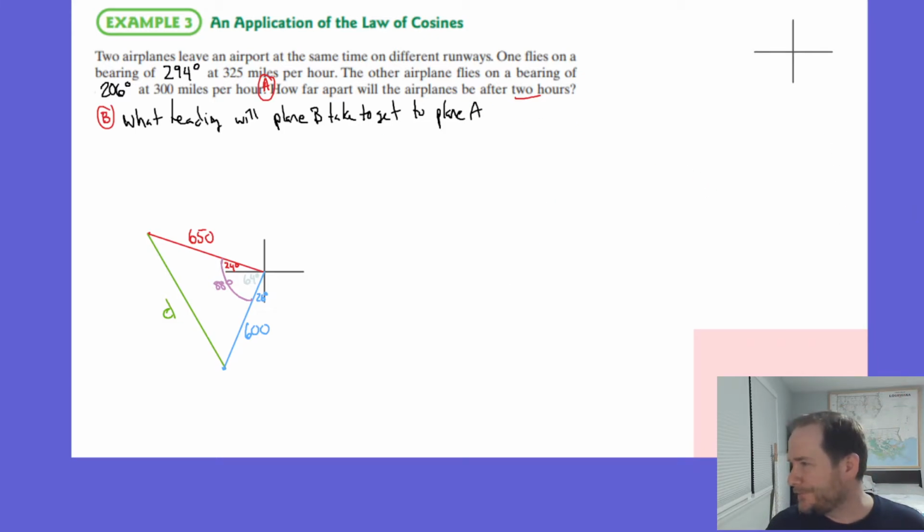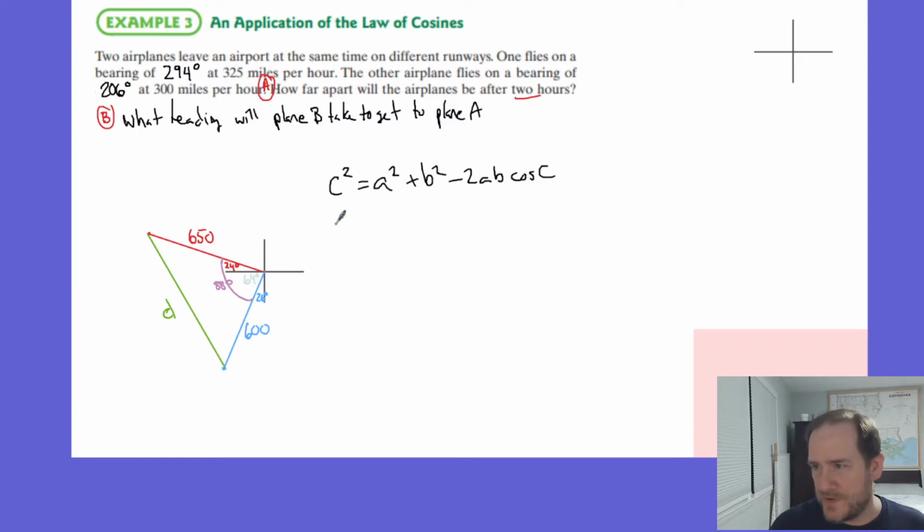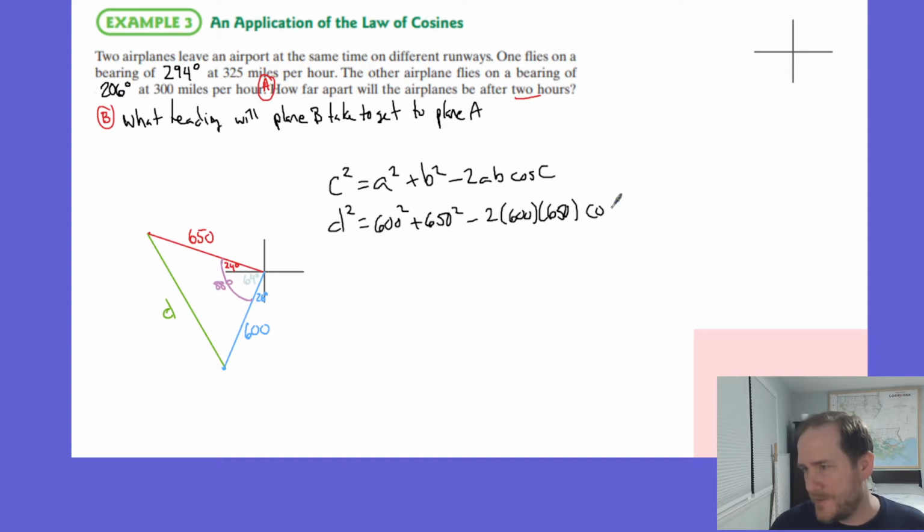So here we go. Law of cosines says do c squared equals a squared plus b squared minus 2ab times the cosine of c, which is going to be our distance squared, which will be, and it's annoying that these numbers are so big, but that's what calculators are for. So 650 squared minus 2 times 600 times 650 times the cosine of 88. Cosine of 88. Yeah, all right. All right, so I don't have my calculator ready. Give me a second and I'll set that up.